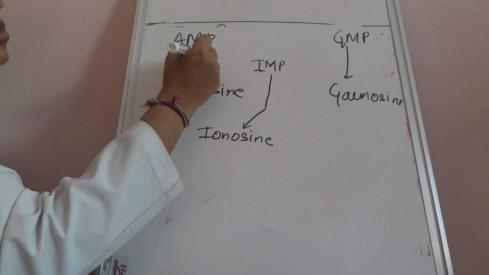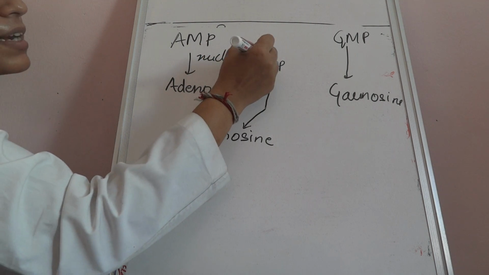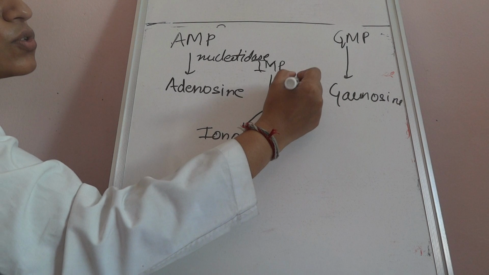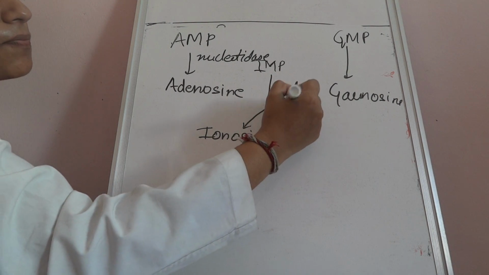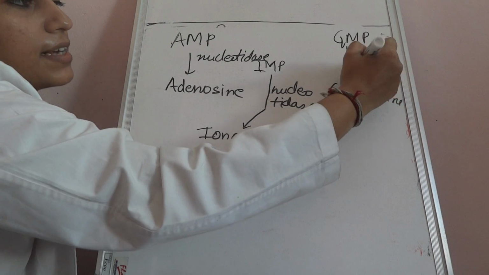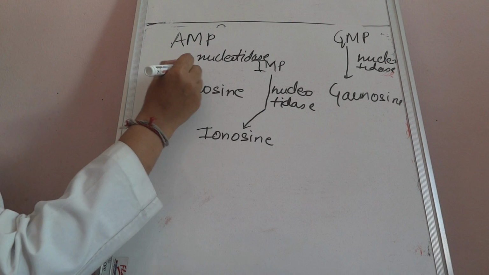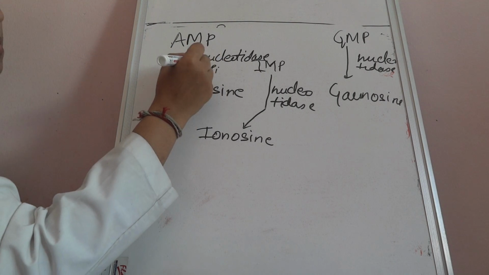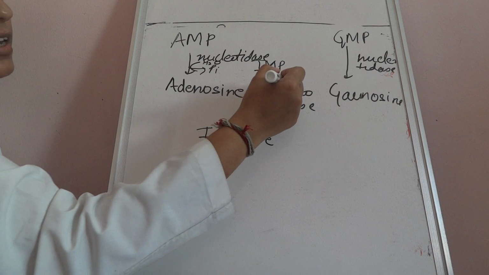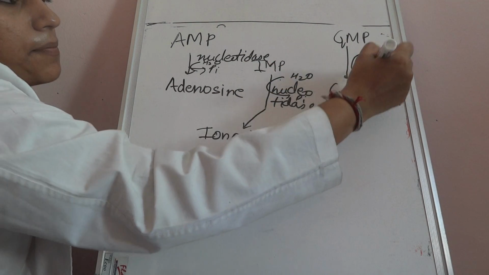These reactions all take place in the presence of the enzyme nucleotidase, because we are breaking down a nucleotide. So nucleotidase, and whenever a nucleotidase breaks down a nucleotide into the base, there will be a release of Pi, inorganic phosphate. Okay.